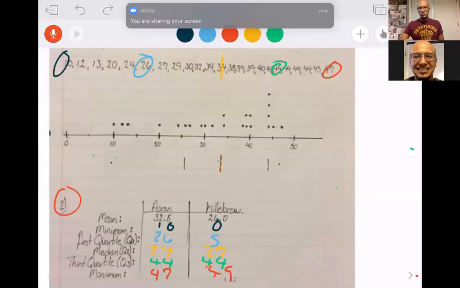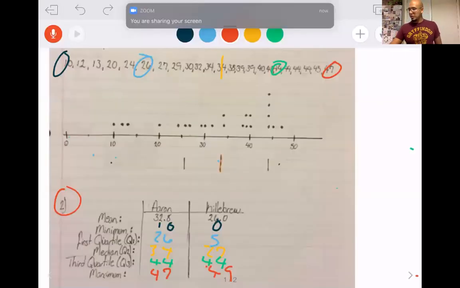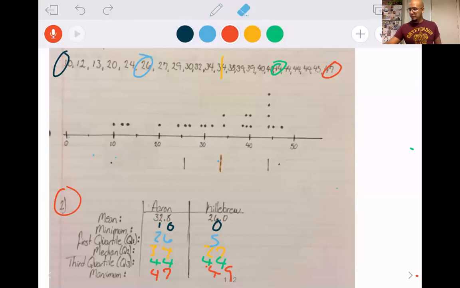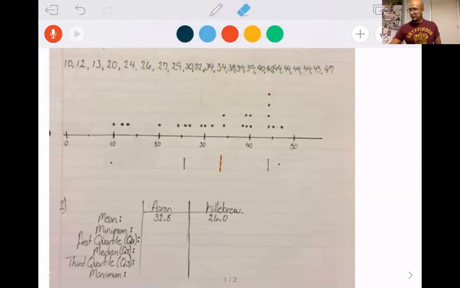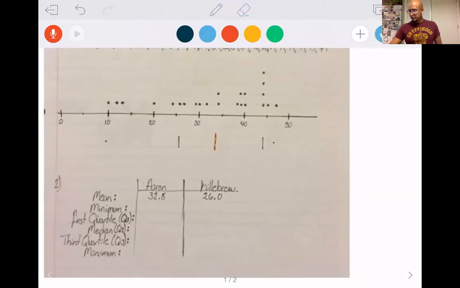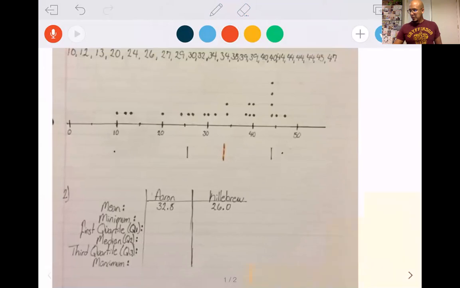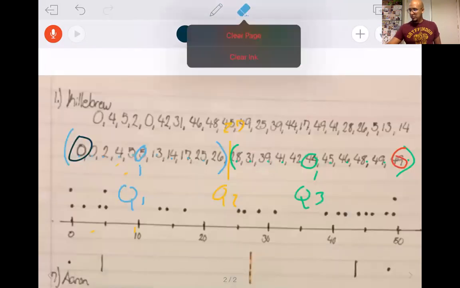All right, so I'm gonna clear all of this. If you guys can see this, good. Very good. And I'm going to clear all of this as well.